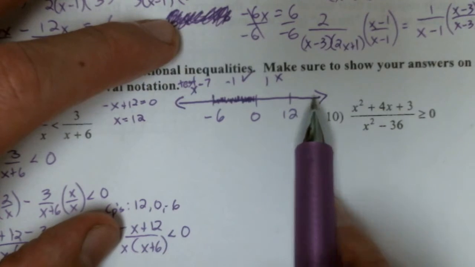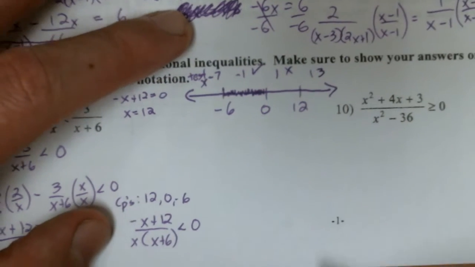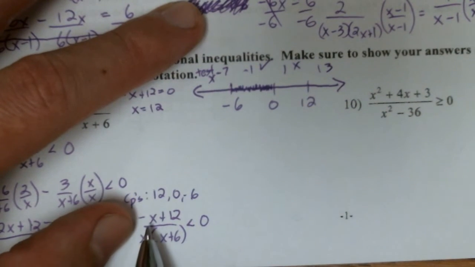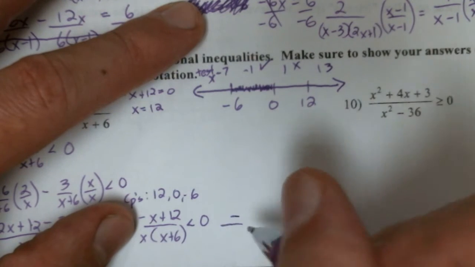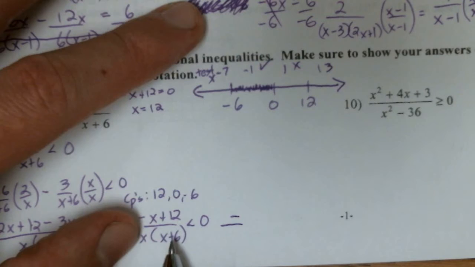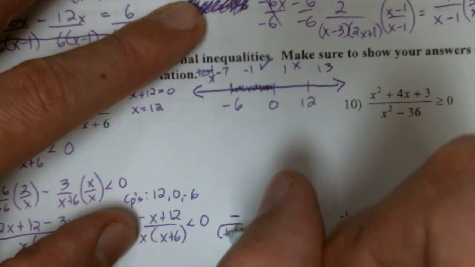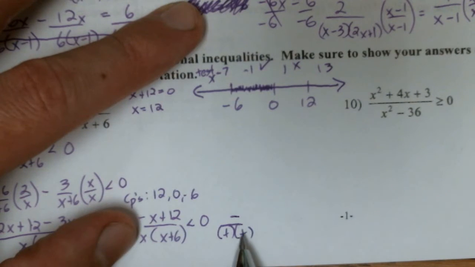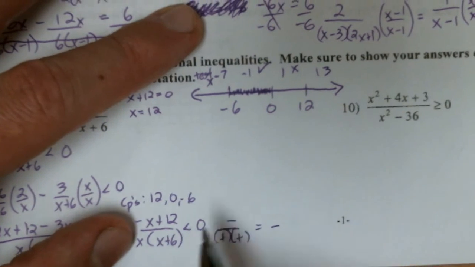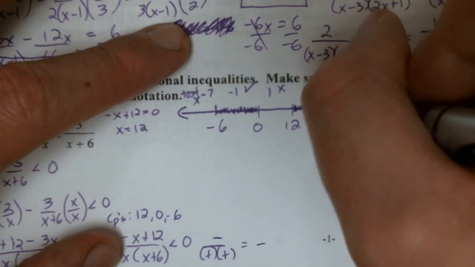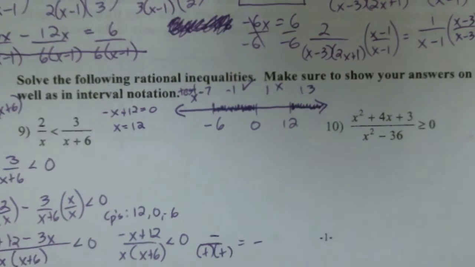All right, so now let's look at something greater than 12. Let's pick 13. Okay, -13 plus 12 is a negative, so I've got a negative on top. And then I've got 13 plus 6 on the bottom, which is positive, and then times 13, that's times another positive. So I've got a negative over a positive, which is a negative. Does that satisfy? Yes, that's less than 0. So I'll shade everything greater than 12. Okay, that's not my answer.